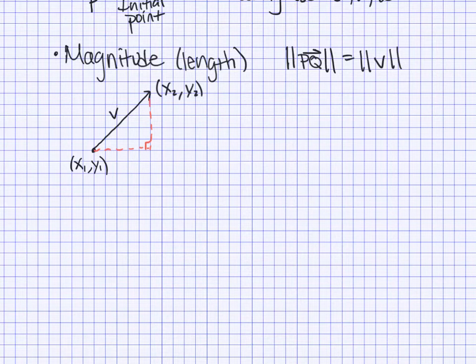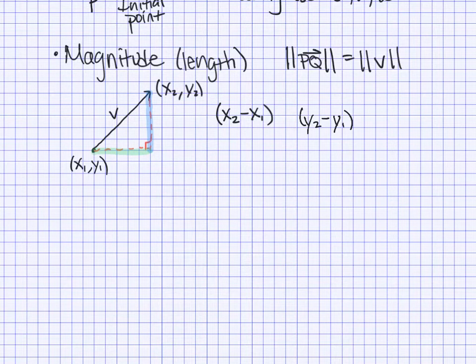Now, if I am looking specifically for this side right here, that is my x distance. So what I'm going to do is take my x sub 2 and subtract my x sub 1. So that's going to give me my x distance there. And then to find my y distance, I'm going to do y2 minus y1.